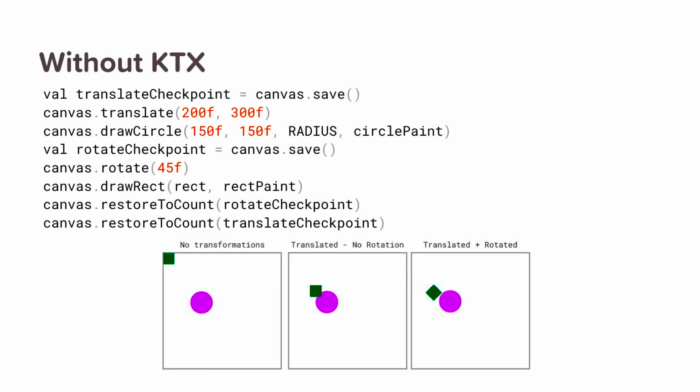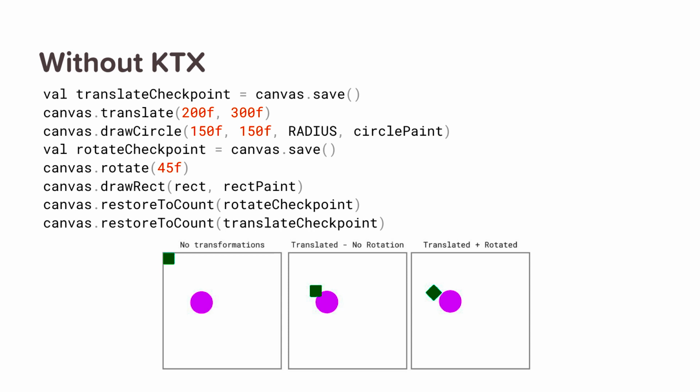So here is another example, just for more visual of how it works. Now this is also without KTX. So we first save the current state of the canvas, then translate the canvas to 200, 300. Then at that translated point of the canvas, draw a circle. And then after you've drawn a circle at that translated point, save the canvas again, and then rotate the canvas, and then draw a rect on that translated and rotated canvas. Okay, and then we want to restore back to those certain checkpoints that our canvas state had.